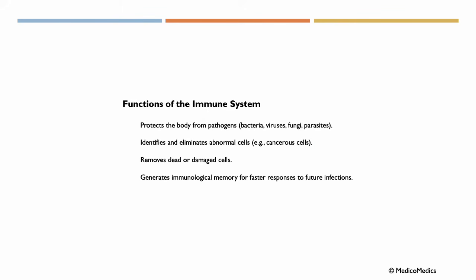Now, before we focus on the anatomy of the immune system, meaning key structures, let's talk about the functions of the immune system. So its function is to protect the body from pathogens like bacteria, viruses, fungi, parasites. Another function is to identify and eliminate abnormal cells like cancerous cells, and remove dead or damaged cells. Another function is in generating immunological memory for faster responses to future infections.